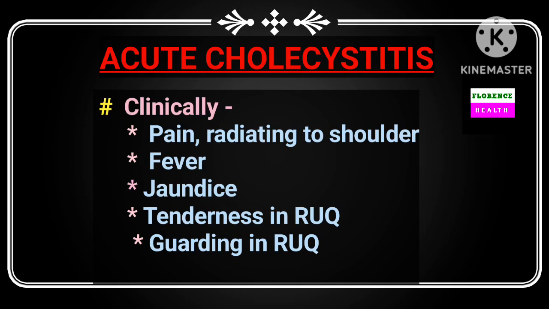There are certain clinical features in favor of acute cholecystitis. Those are pain in the right upper quadrant of the abdomen which radiates to the shoulder, fever, jaundice, tenderness and guarding in the right upper quadrant of the abdomen. These are the clinical features in favor of acute cholecystitis.